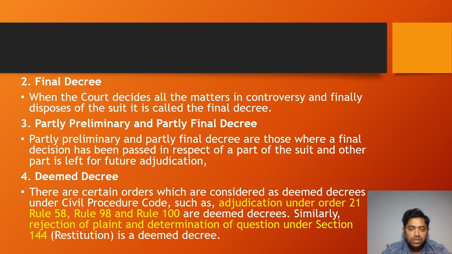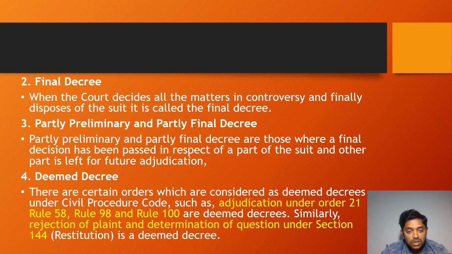Final decree. When the court decides all the matters in the controversy and finally disposes of the suit, it is called a final decree. Partly preliminary and partly final decrees are those where a final decision has been passed in respect of a part of the suit and the other part is left for future adjudication.